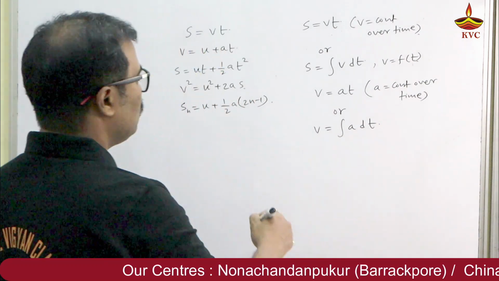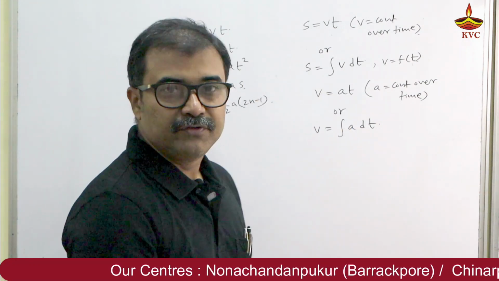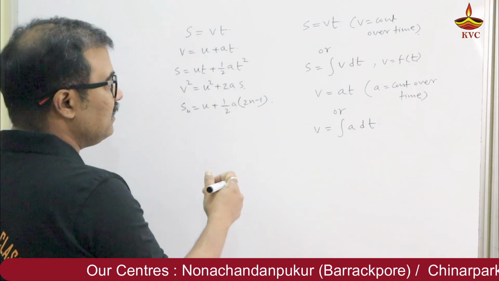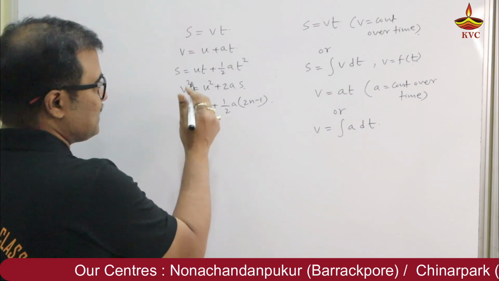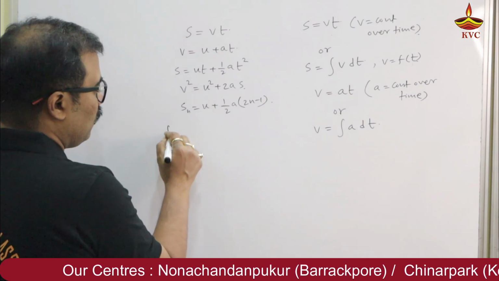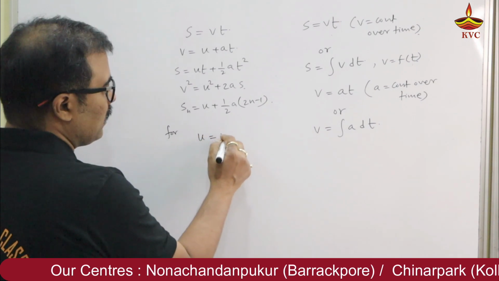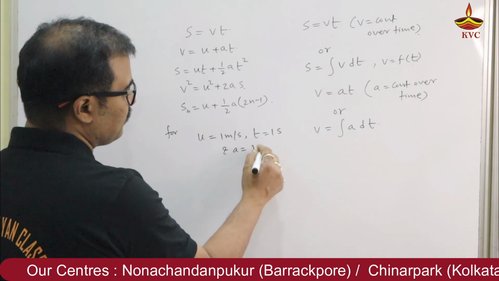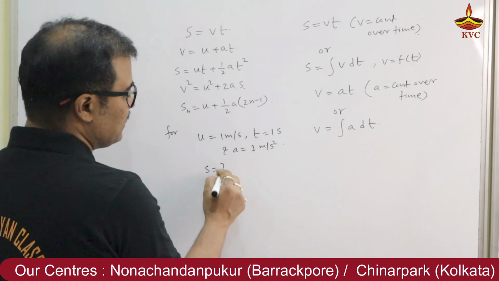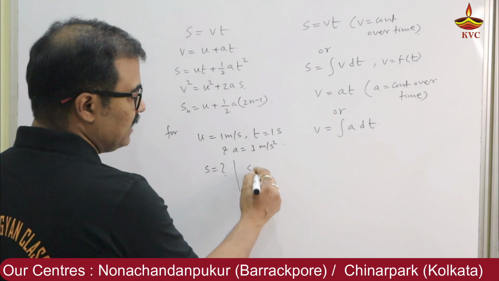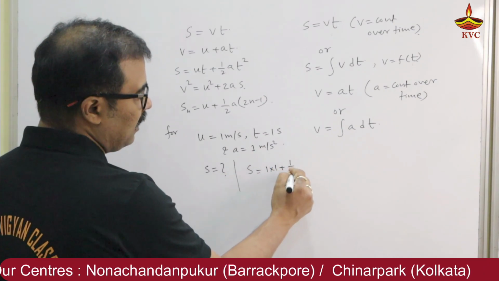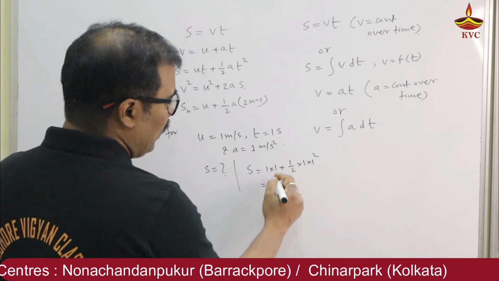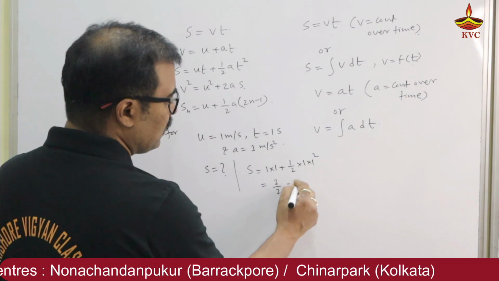Now I am trying to give you a very specific example where the misconception really sometimes looms large. Suppose U equals 1 meter per second, T equals 1 second and A equals 1 meter per second square. What is S? Quite simple, no? S is 1 into 1 plus half into 1 into 1 square. So it is 1 plus half, that is 3 by 2, that is 1.5 meter.